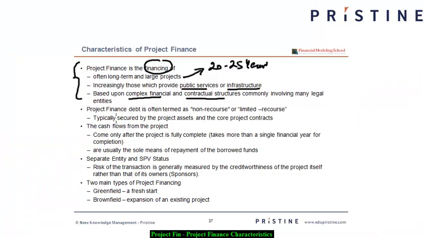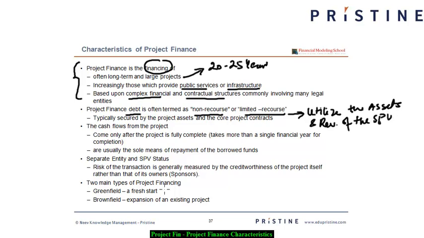Now, project finance debt, as I told you, is often non-recourse or limited recourse. That means that you cannot go back to the main entity to take back the money. All you can do is utilize the assets and the revenue of the project or the special purpose vehicle. You cannot go back to the main entity and liquidate their assets to take back the money. So that again needs to be taken care of.